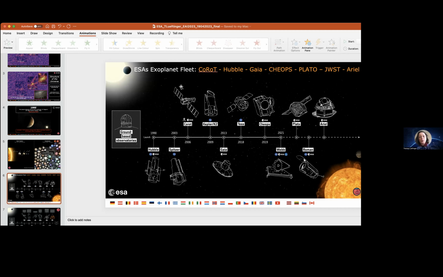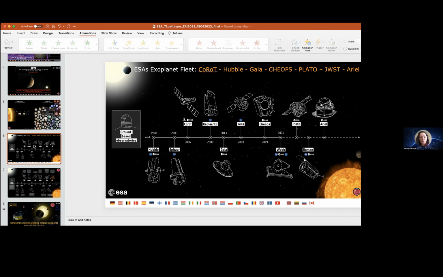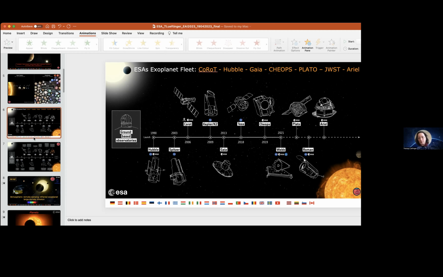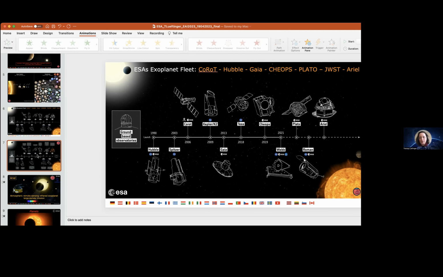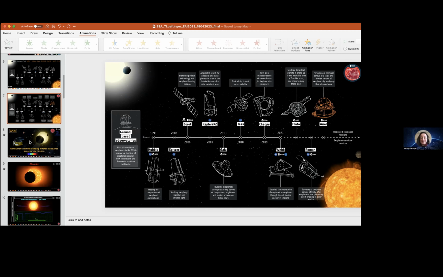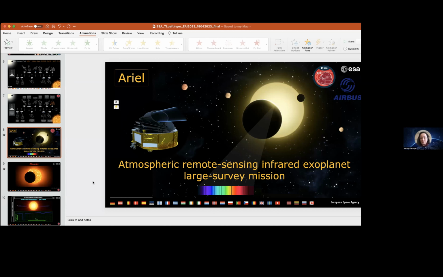With Plato, we really hope to detect the very first second Earth. It has not been detected yet, as mentioned, but we hope to find a second Earth with the Plato mission, which will be launched in 2026, 2027 officially. JWST is up and running as well, and doing research on exoplanet atmospheres. And then Ariel is coming up, which a big part of my talk will be dedicated to, and my heart is very close to that mission, of course. Ariel is the so-called Atmospheric Remote-sensing Infrared Exoplanet Large-survey mission.